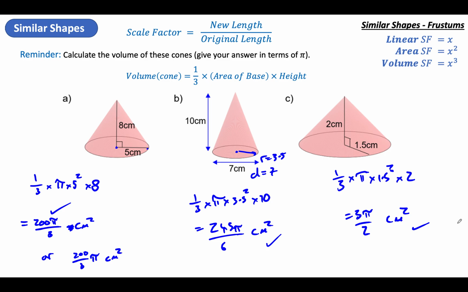Cool. Let's just go and double check that one. It looks a bit too easy, didn't it? So 1/3 times by pi times by 1.5 squared times by 2. Yeah, 3 over 2 pi. Nice. Okay. Right, let's have a look. What have we got next then?